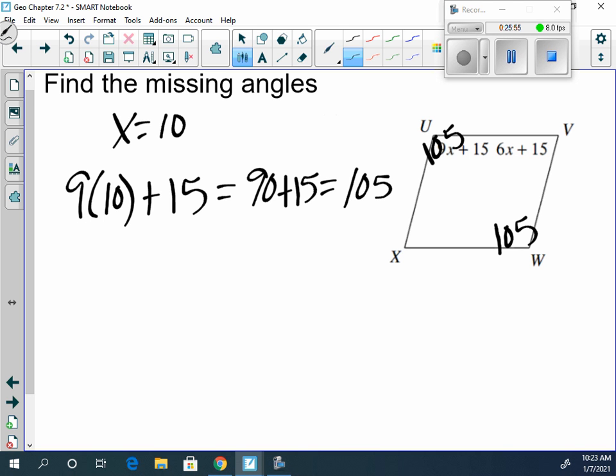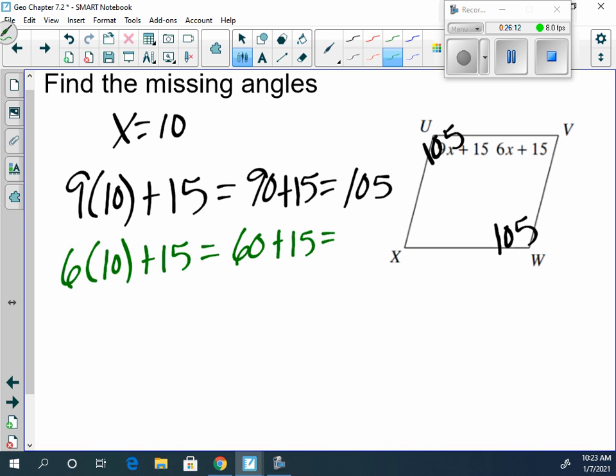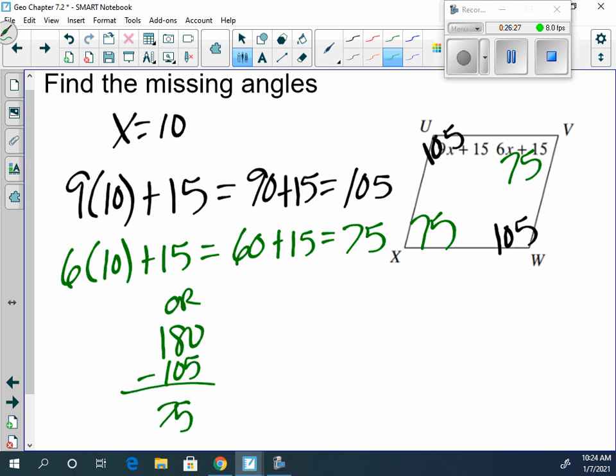So how can I find the other angle? There's two options. Option number one is what? 6 times 10 plus 15, we can plug it in, yes? 6 times 10 is 60, plus 15 is 75. Or we could subtract it from 180, because consecutive angles add together to be 180. So that's our answer.